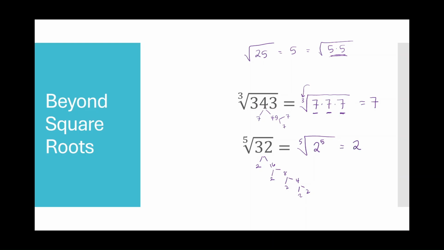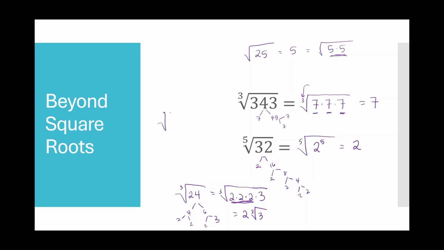Let's do a slightly more complicated one though. Let's say I had the cube root of 24. When I break up 24 into its prime factorization, I get 2 and 2 and 2 and 3. I can take out 2, but that cube root of 3 is still underneath there, right?